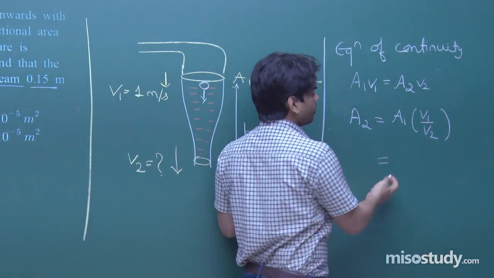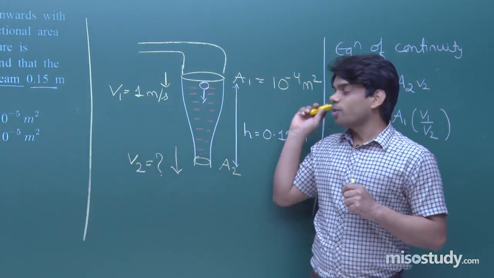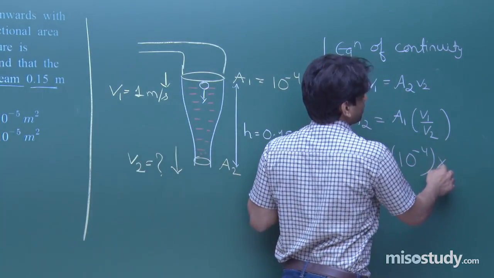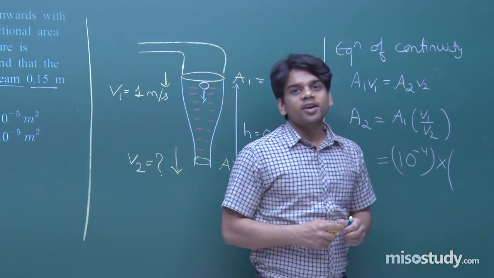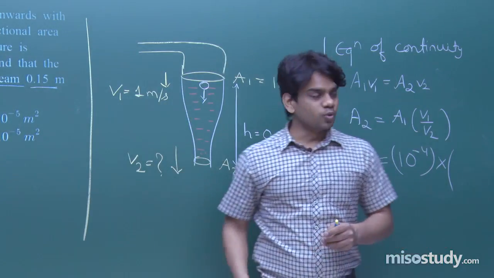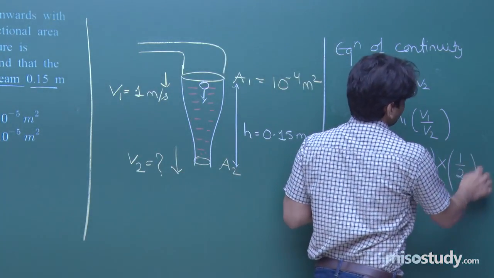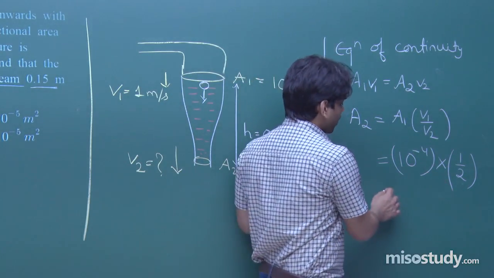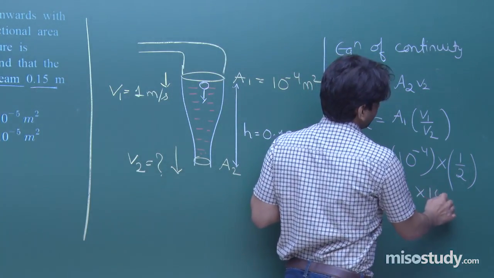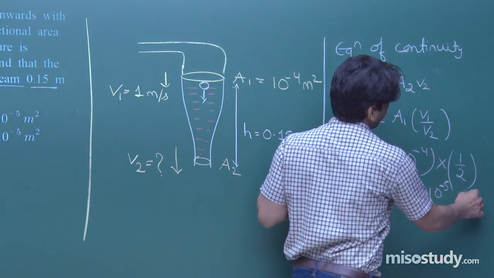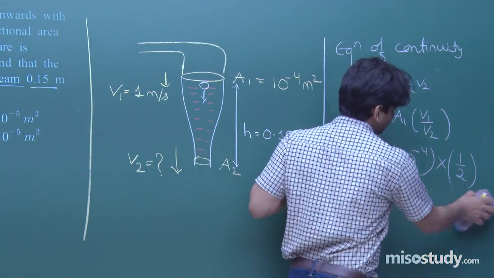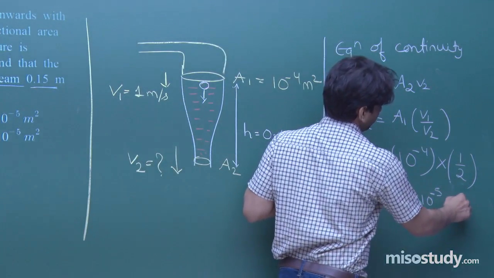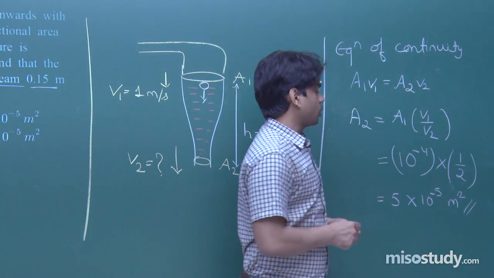A1 we already know, it's provided to us, and A1 is 10 to power minus 4 square meter. Let's put the unit at the end. V1 by V2, V1 is 1, V2 is 2. So 1 by 2, this is what we are going to obtain. So this will be equal to 1 by 2 is 0.5. So 0.5 into 10 to the power minus 4, or we can write 5 into 10 to the power minus 5 square meter. This is what we are going to obtain in this case.